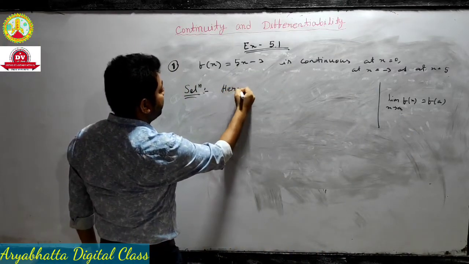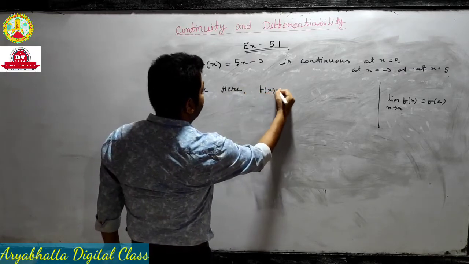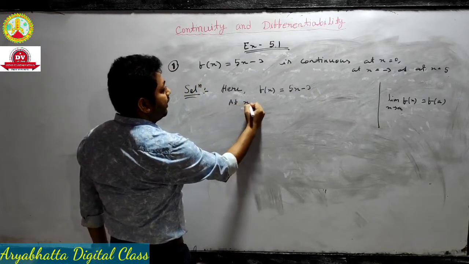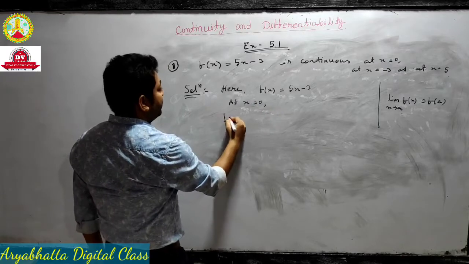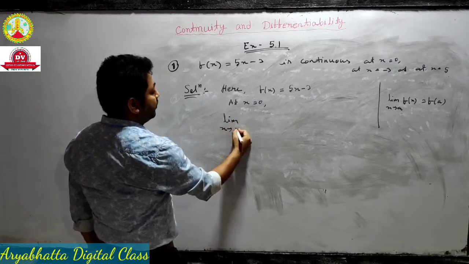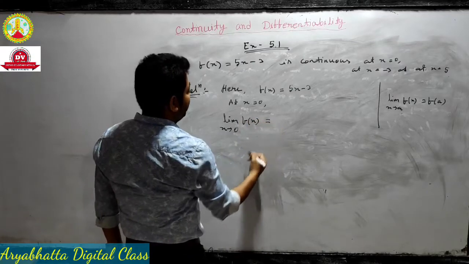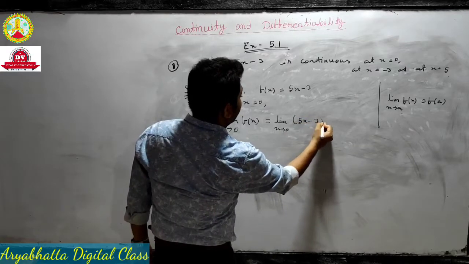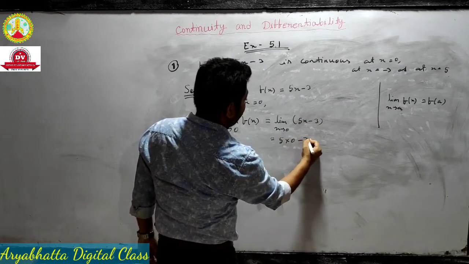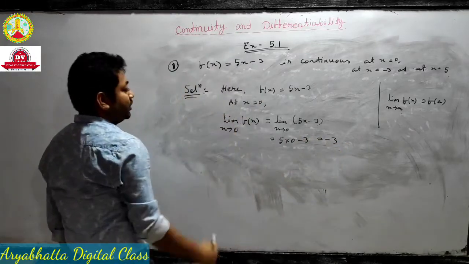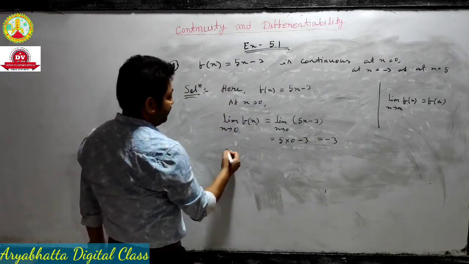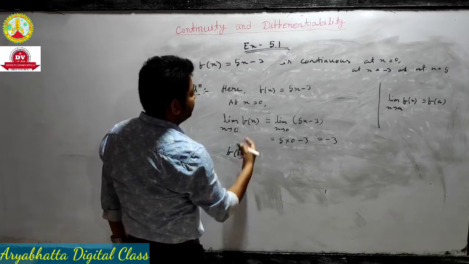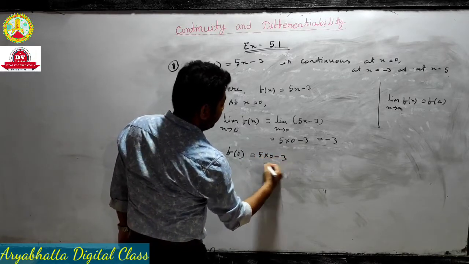Here f of x is equal to 5x minus 3 at x equal to 0. Limit x tends to 0, f of x is equal to limit x tends to 0 of 5x minus 3. Therefore, 5 into 0 minus 3 is equal to minus 3. The limit x tends to 0, f of x is equal to minus 3. And f of 0 is equal to 5 into 0 minus 3, which is equal to minus 3.